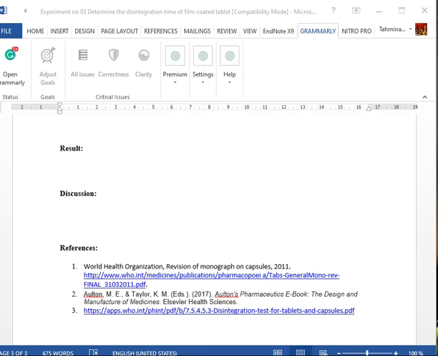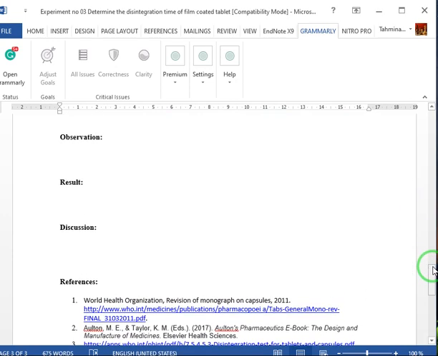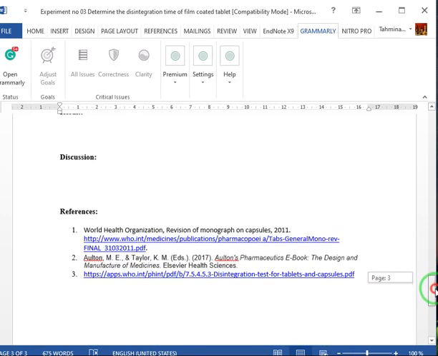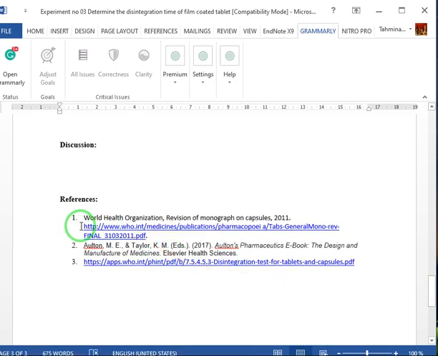Okay? You have to take the reading of the Neurobion tablet and write it down in observation. Then after completion of the experiment, you have to write down your result, and after the result, discuss it with the guideline, the WHO guideline.